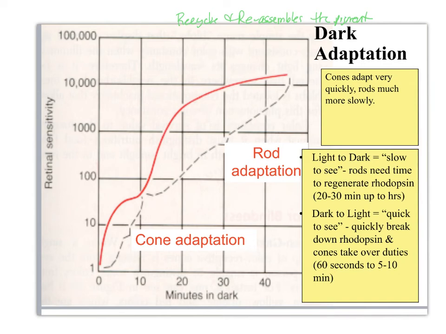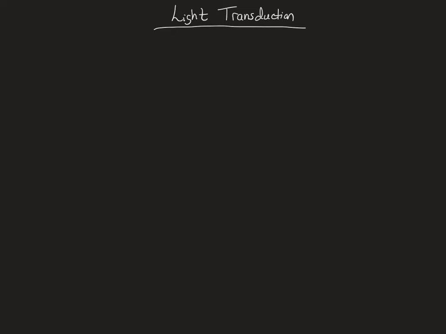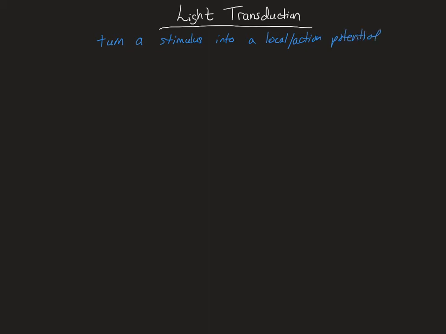All right, let's look at light transduction next. If you remember from before in neurophysiology, we talked about what transduction is. Transduction is when you turn the information from a stimulus into a potential, okay? So that's all we're talking about with light transduction. This is where you turn a stimulus into a local or action potential. All right, you've transduced it, okay?